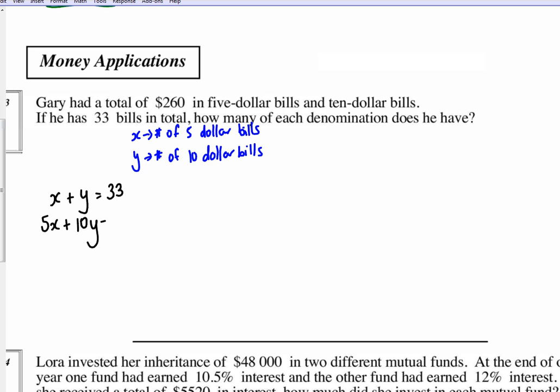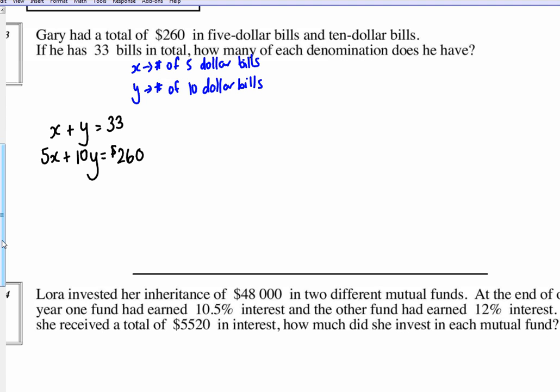Okay, so because 5 stands for the value, $5 times the number of $5 bills plus $10 times the number of $10 bills will give us the value of $260. So those are our 2 equations. Elimination or substitution? Yeah, it's kind of set up nicely for elimination. So let's do elimination. Who do you want to eliminate, x or y?